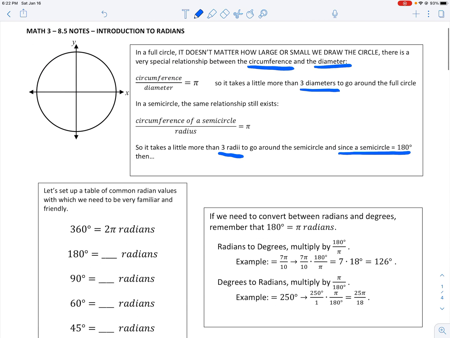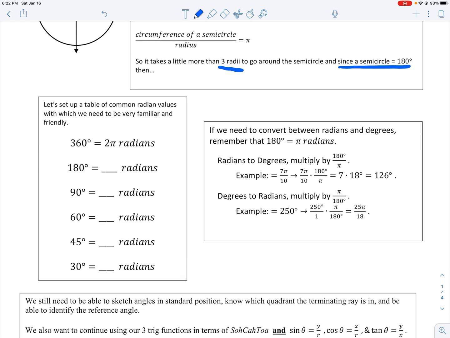So, looking here, some of the common conversions we're going to use: 360 degrees is 2 pi radians. So it takes a little bit more than 6 radii to go all the way around the entire circle. So 180 degrees would be pi radians. It takes a little bit more than 3 radii to go around half a circle. It's actually 3.14. So 90 degrees is half of 180, so half of pi is pi over 2.